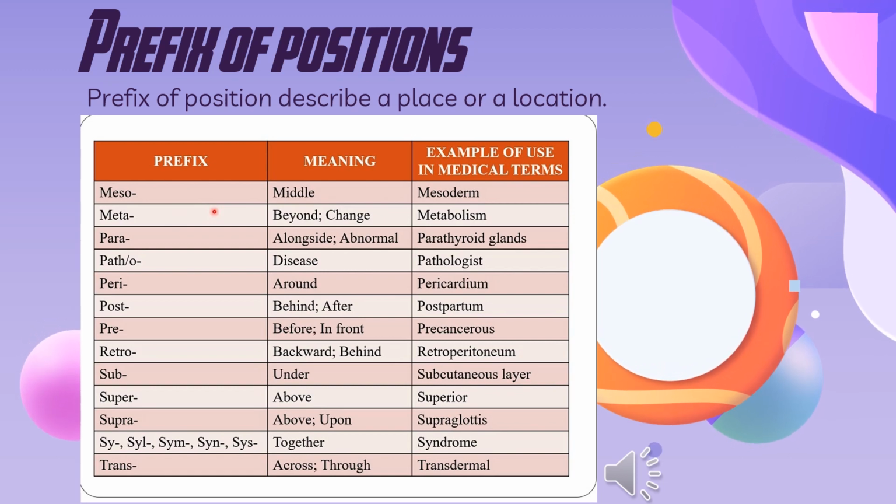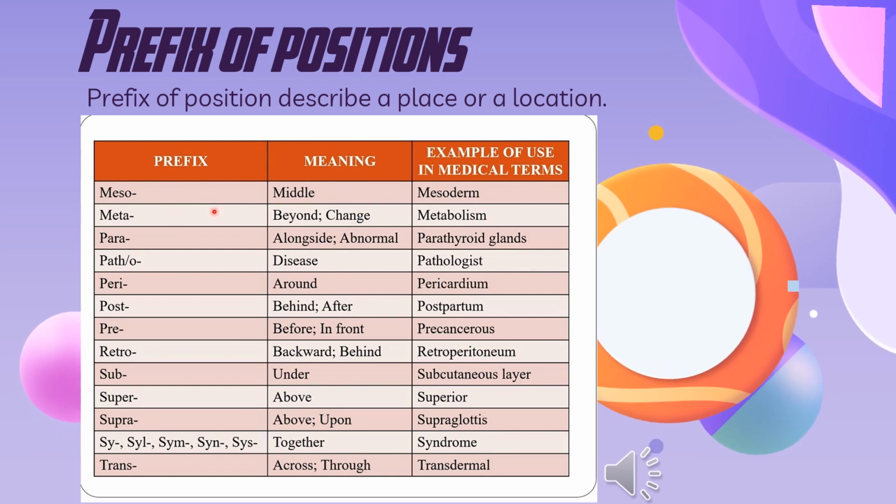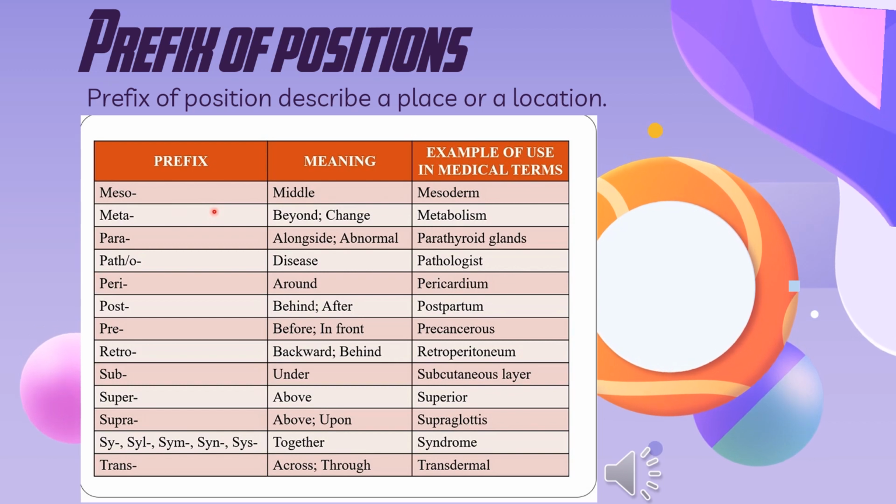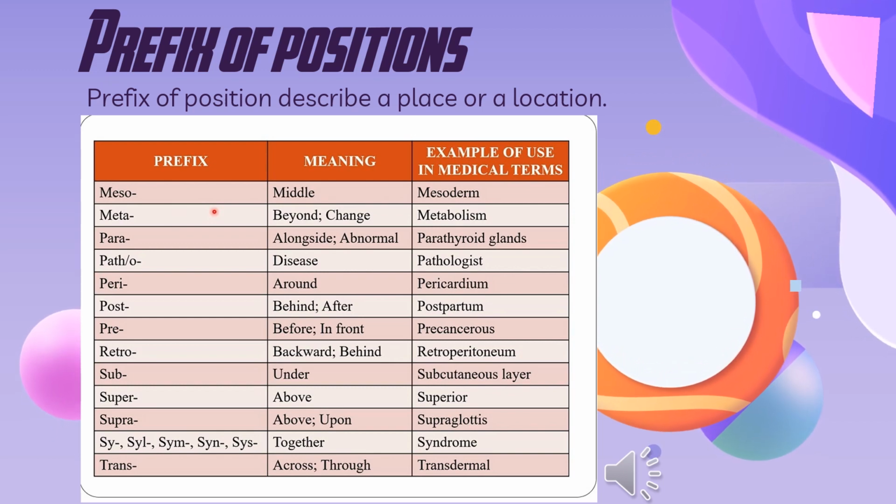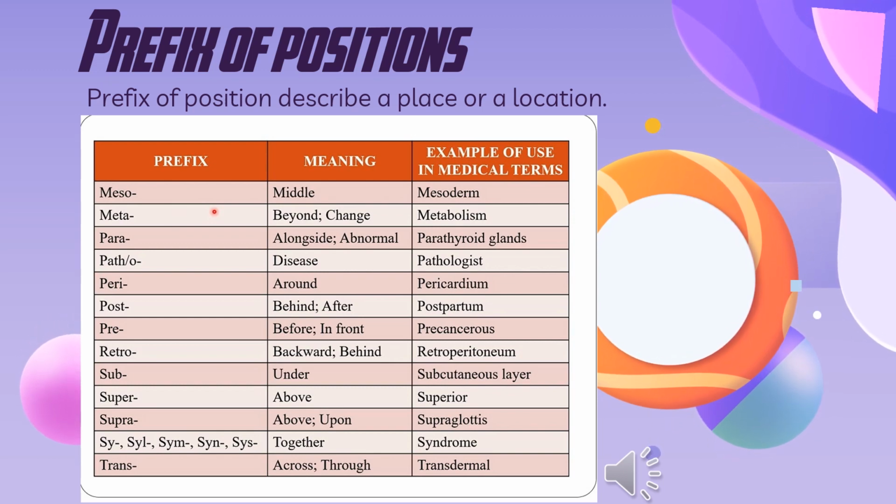Prefixes of position describe a place or location. For example, meso means middle, meta means beyond or change, para means alongside or abnormal.